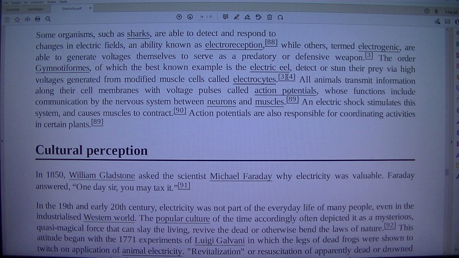All animals transmit information along their cell membranes with voltage pulses called action potentials, whose functions include communication by the nervous system between neurons and muscles. An electric shock stimulates the system, and causes muscles to contract. Action potentials are also responsible for coordinating activities in certain plants.